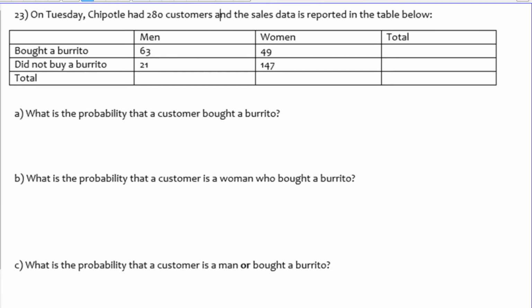All right, problem number 23. On Tuesday, Chipotle had 280 customers, and the sales data is reported below. They broke it up by people that bought a burrito and did not buy a burrito, and also into men and women.